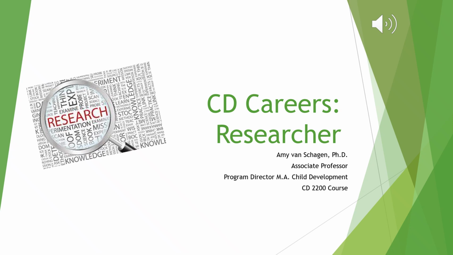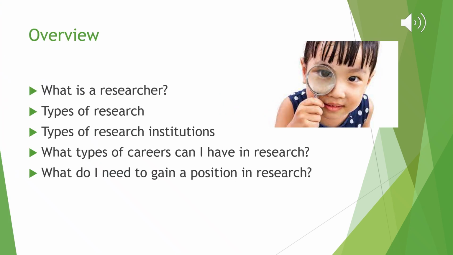So on the next one, we'll just go over what we're going to talk about today. So we're going to start really at the very base of things. What is a researcher? So what kinds of things can you anticipate doing as a researcher? The different types of research that can be done, the types of research institutions, as there are many different kinds, and what types of careers involve conducting research or being a part of research, and what do I need in order to gain a position in research.